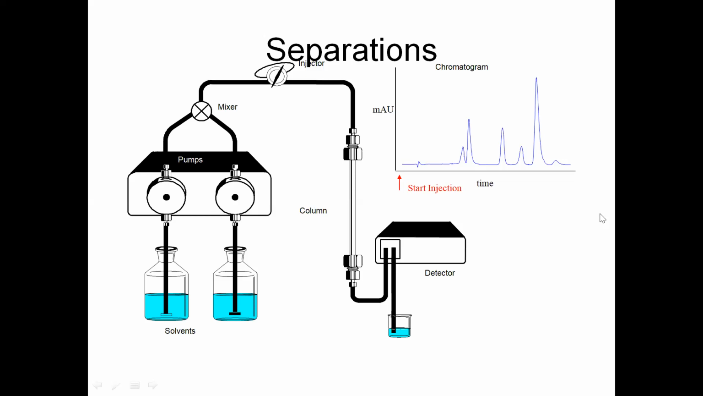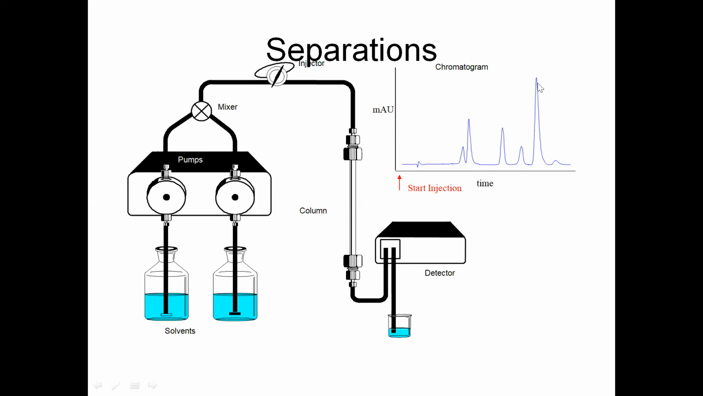So now you see that we got two details. One detail is qualitative, which means how many components are present. And on the y-axis, you see this is milli absorbance. So how much the absorbance is tells you about the quantity of the component. So you get quantitative information.